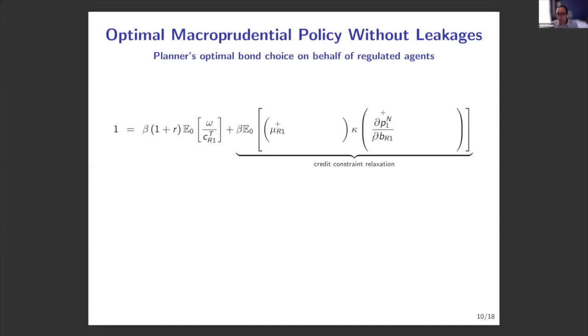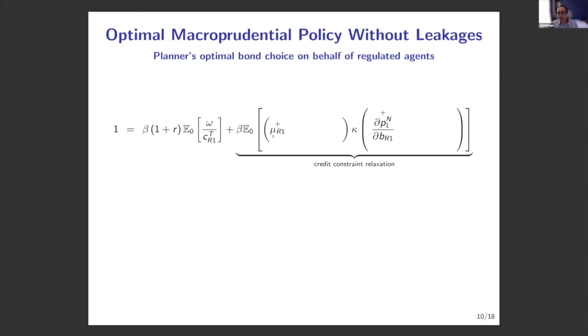And it's going to be the product of a couple of terms. One is by how much extra wealth is going to support the price of non-tradables. Then by how much this is going to relax the constraint. So that's why the kappa shows up here. And then ultimately, what is the value that the planner associates to a relaxation of this constraint? And that's going to be represented by this multiplier on the regulated agents' borrowing constraint. So this is sort of the case where everybody is regulated. That's the expression we know from the literature.